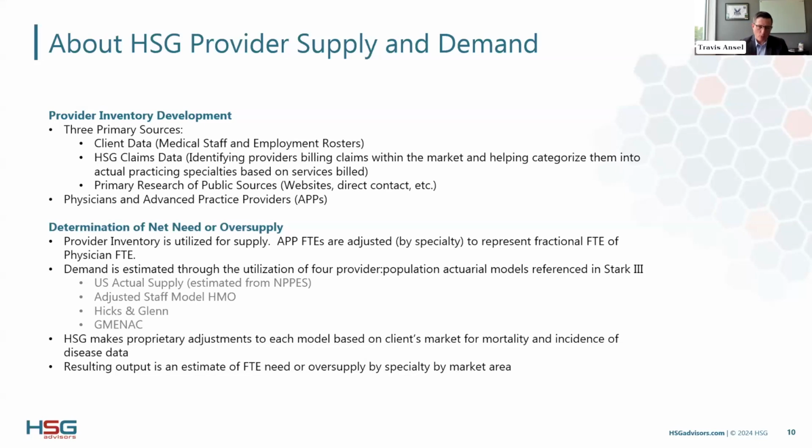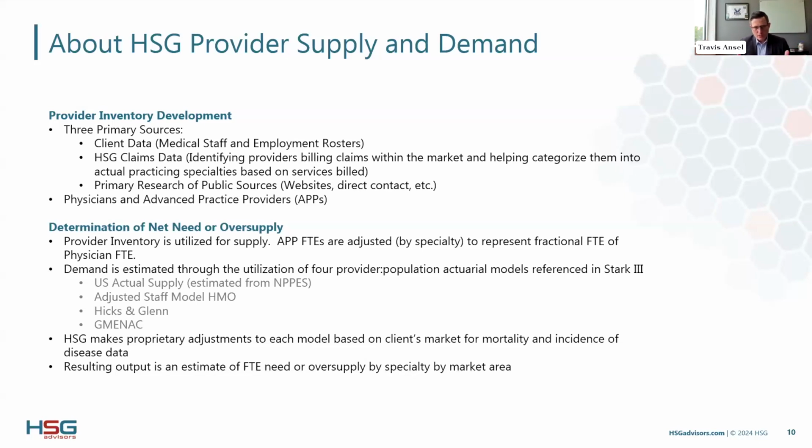We adjust them for mortality and incidence of disease rates in your service areas, so that those demand rates get adjusted, realizing that, not picking on anybody, Southern Ohio or Northern West Virginia is a very different mortality and incidence of disease than San Francisco, California. And so we have to adjust our models to make sure we're ramping up or ramping down the demand based upon that mortality and incidence of disease.